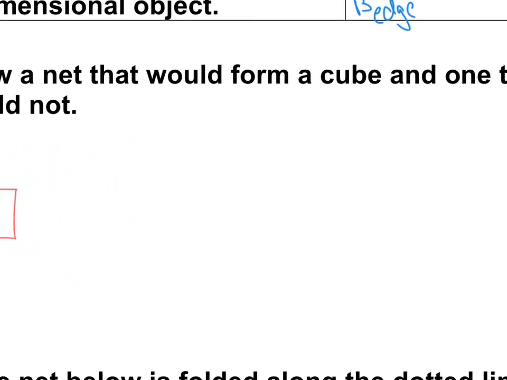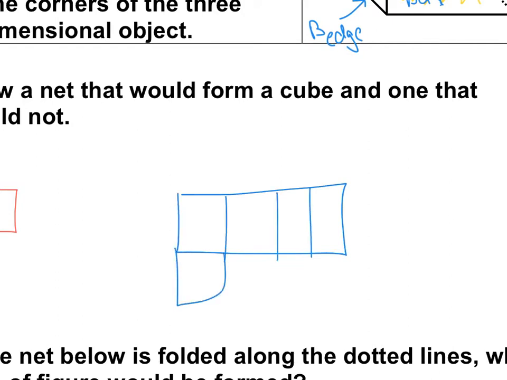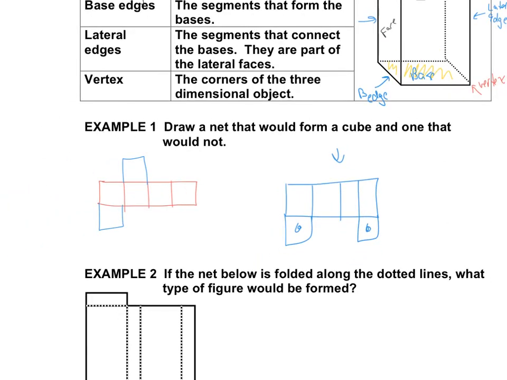One thing that would never form a cube would be if I did that sidewalk of four again, but I put them both on the same side, because when I fold this up, these two are going to end up overlapping each other, and there's going to be one open side of your cube. So I'll show you some more wrong ones as we go through.